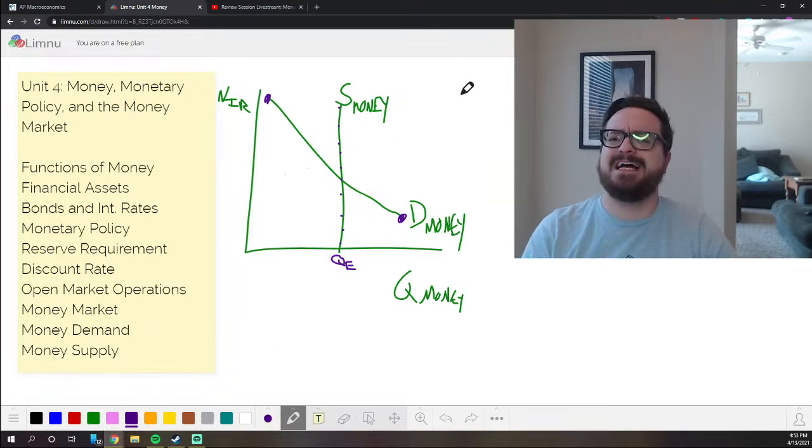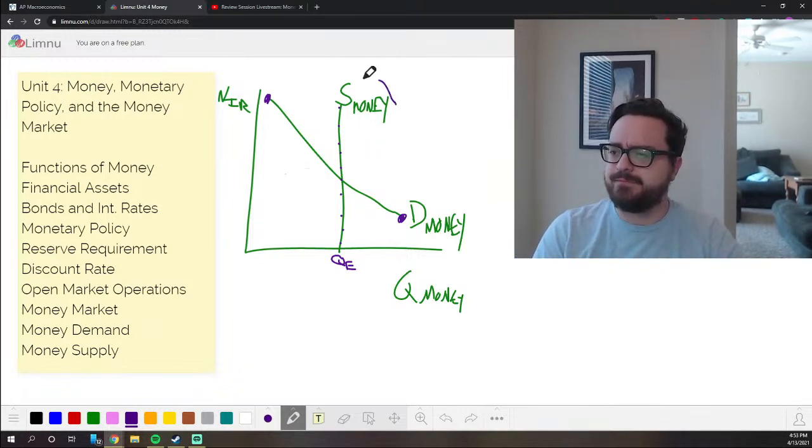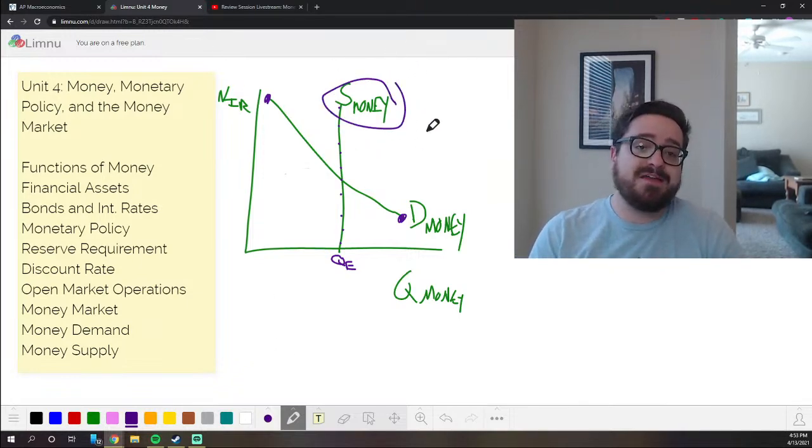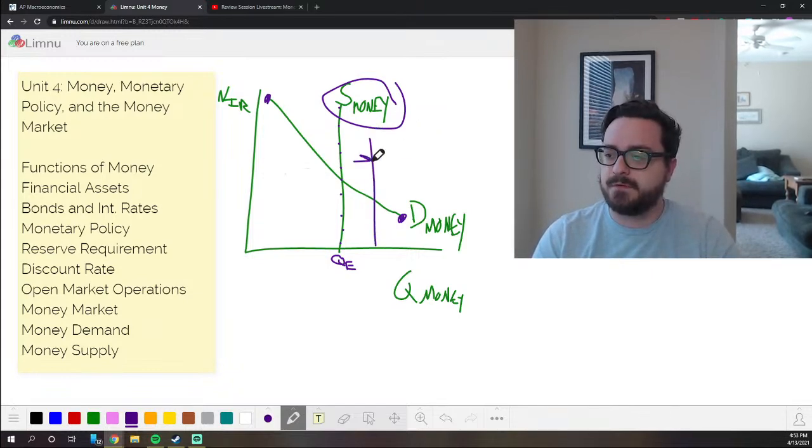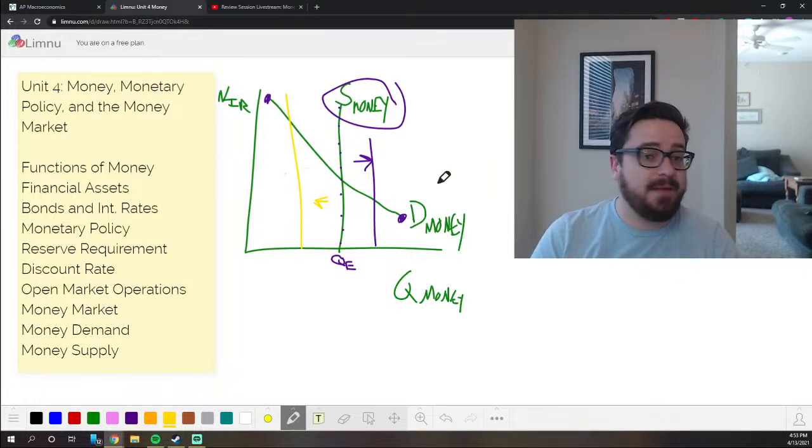And the money supply, the last bit here, this is easy. Money supply is controlled by the Federal Reserve. So whenever they do monetary policy, they are changing the money supply. When they do expansionary, that increases the money supply. Okay, well that would do this. Whenever they do contractionary, that decreases the money supply, that would do this. It doesn't get more complicated than that.